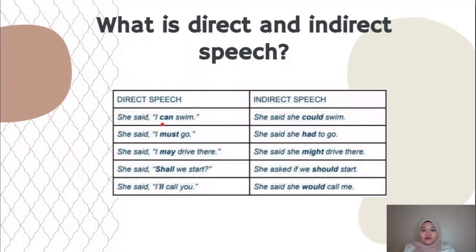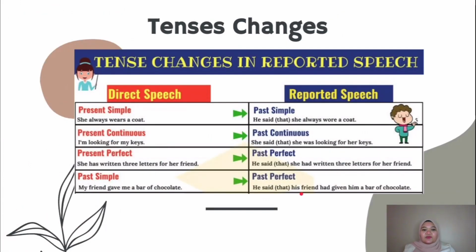Okay? As you know, if modal verbs change to the past tense, can becomes could, must becomes had to, may becomes might, shall becomes should, will becomes would. Right? Don't get confused yet. Now let us move on to the tenses changes. Okay, so here are the tenses changes in reported speech. Okay, direct speech: present simple we will change to past simple. In present simple, the sentence is, she always wears a coat.